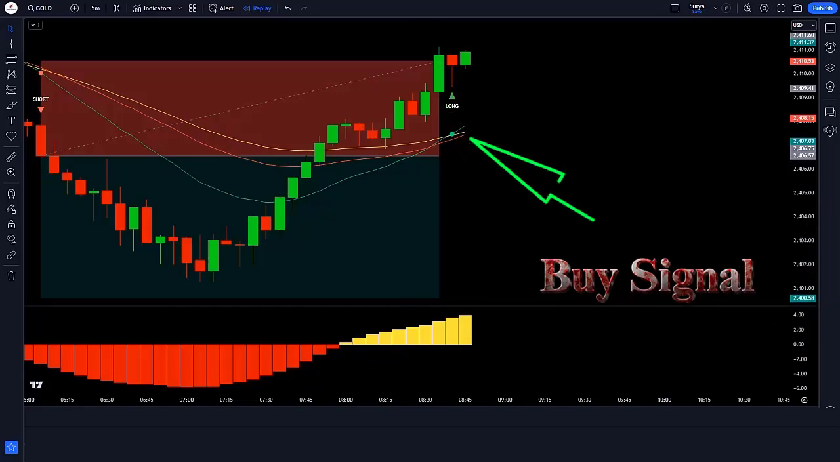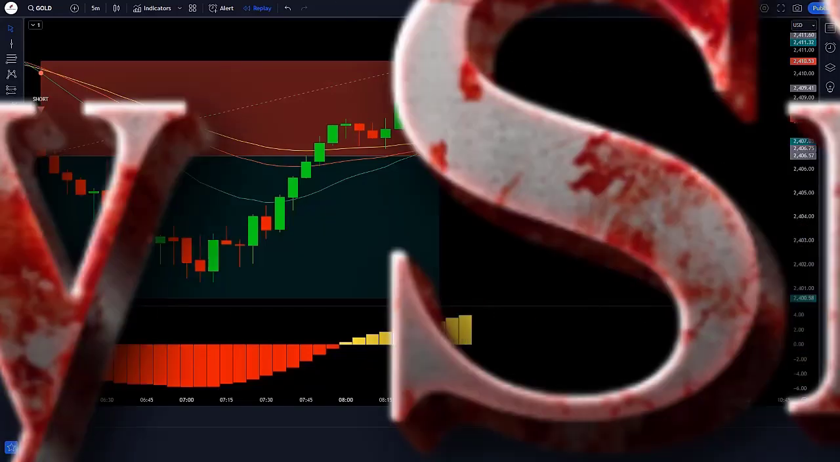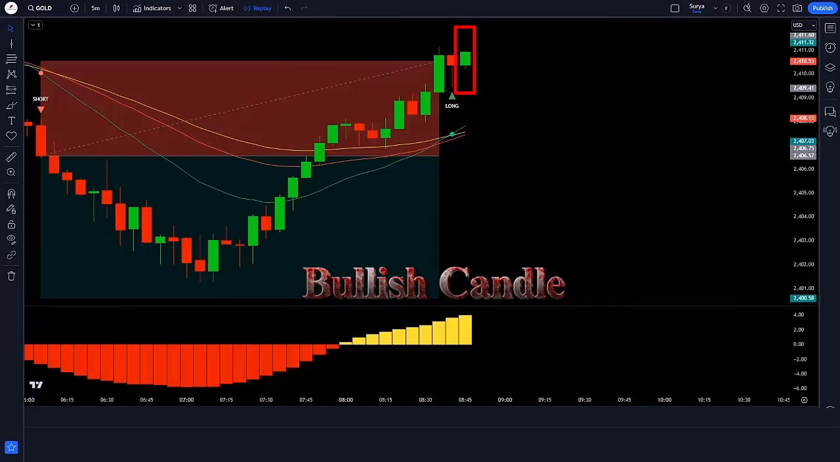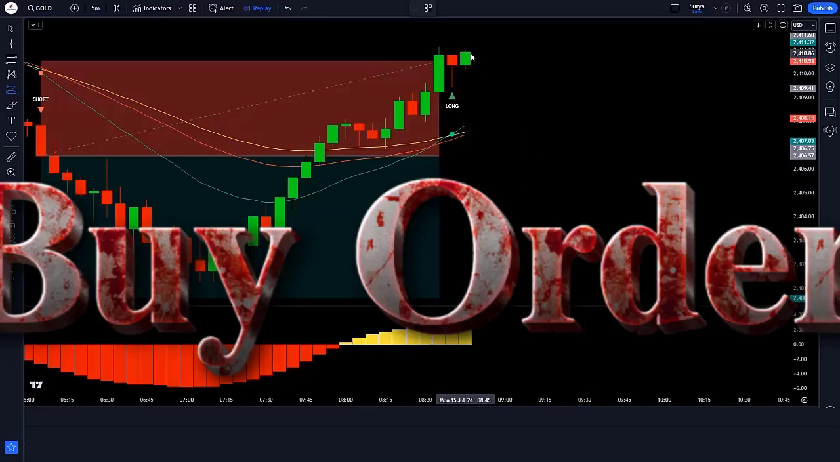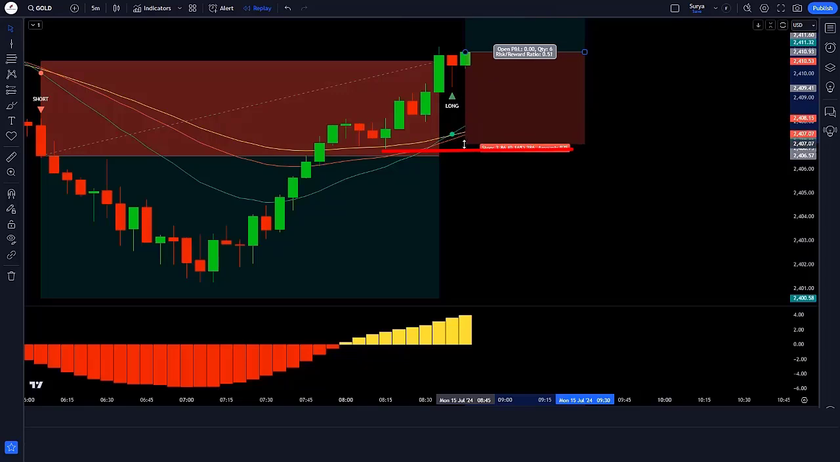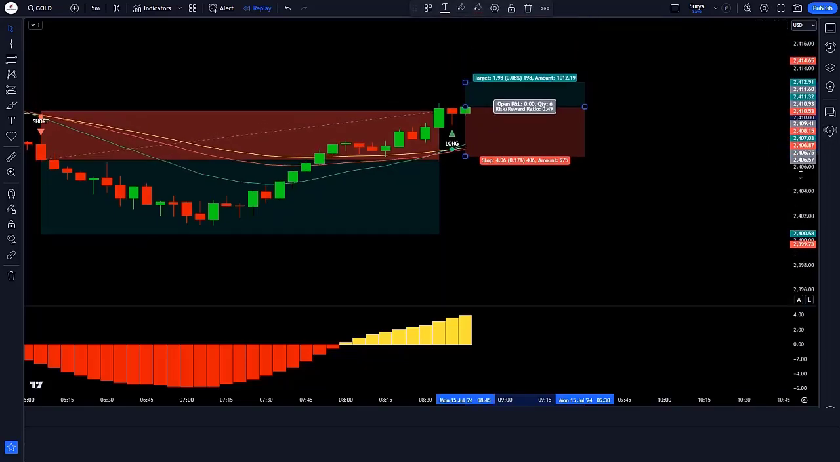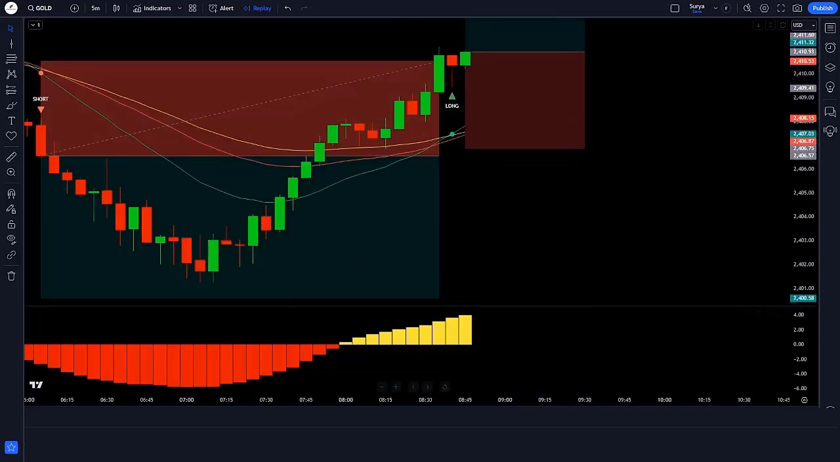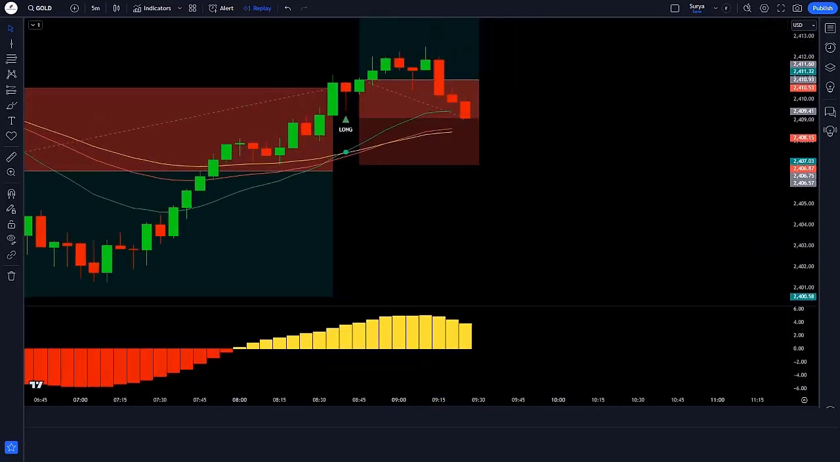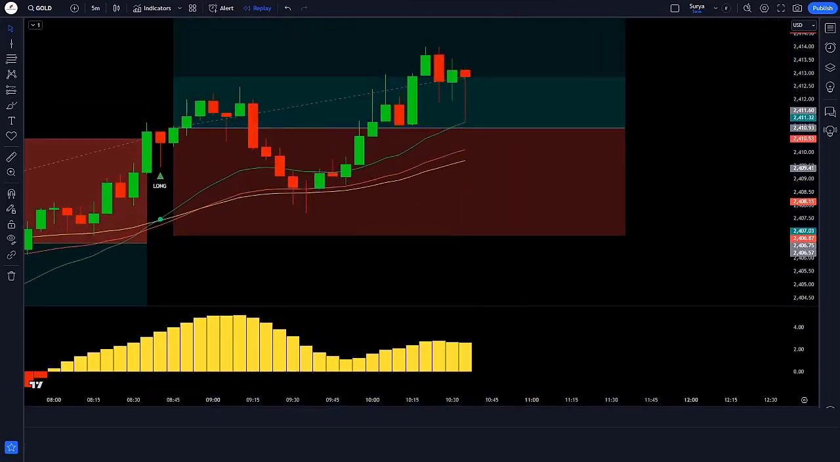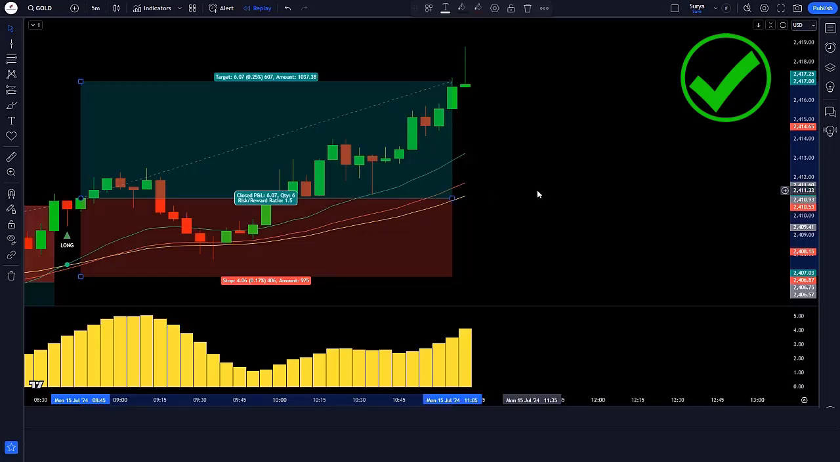When the 3MA cross indicator gives us a buy signal, when the Awesome Oscillator indicator has created a yellow histogram, when the market forms a bullish candle, if this condition is met, we will take a buy order. Our stop loss is to be placed at the previous low of the market. And the risk to reward ratio will be 1 to 1.5. Let's see what happens to our trade. Our trade is running in profit. We have won the trade.